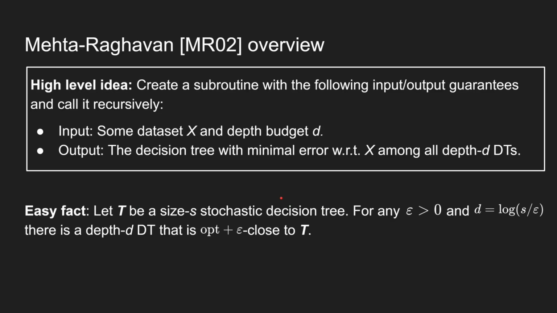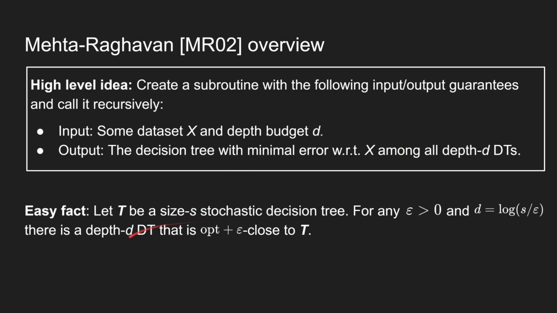So now let's go into the algorithm that will learn the stochastic leaf decision tree. This is an algorithm by Mehta and Raghavan that has the following property. It takes as input some dataset x and a maximum depth d, and it outputs the decision tree with minimal error with respect to x among all depth d decision trees.